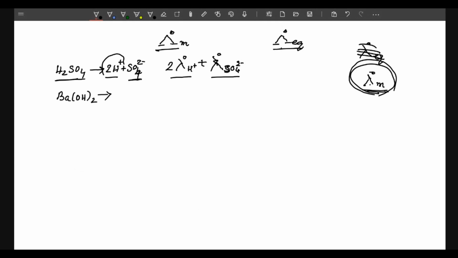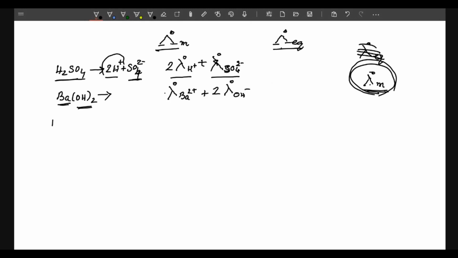Instead of writing the ionization equation here, you can directly write this. How many barium ions are there? Only 1. Therefore, 1 into the limiting ionic conductance. Which ion should you write down here? Barium ion. Plus, how many OH minus ions would be there? 2 would be there. 2 into the molar conductance. In all the cases, it is molar conductance. Here you should write down the molar conductance of OH minus.